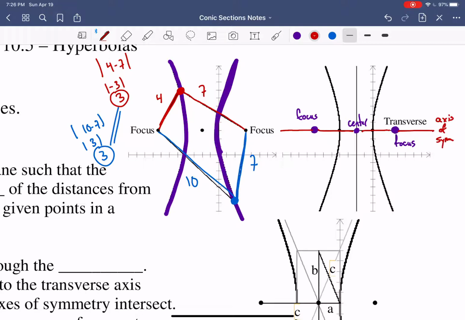And that word transverse, we've seen it before. It kind of means between, or traveling. It goes between the two foci. The other axis here is vertical, won't always be vertical. Here we're going to call that the conjugate axis of symmetry. It does not go through the foci, it goes through the void. That emptiness on the inside, okay?